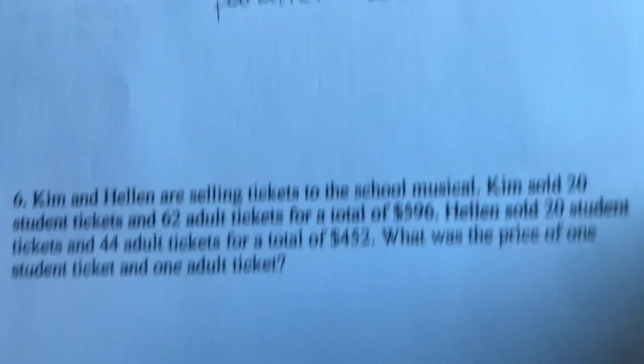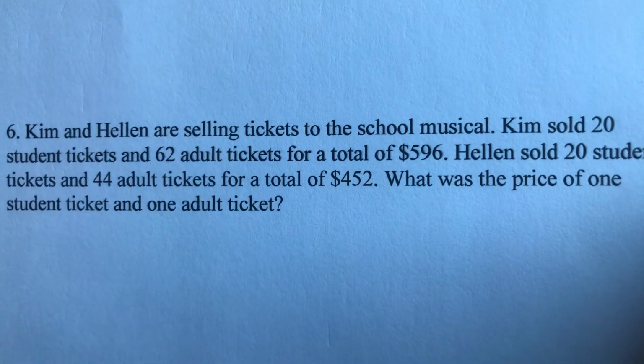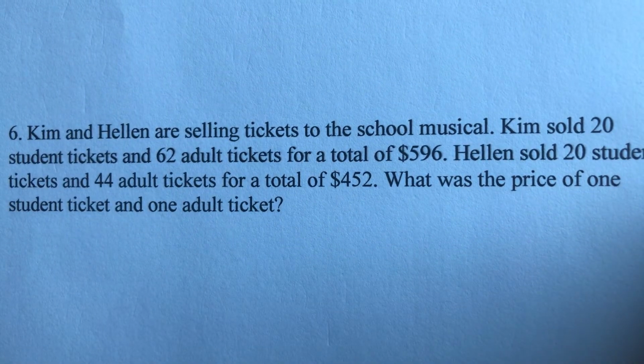Okay. Word problem. Kim and Helen are selling tickets to the school musical. Kim sold 20 student tickets and 62 adult tickets for a total of 596. Helen sold 20 student tickets and 44 adult tickets for a total of 452. What was the price of one student ticket and one adult ticket?